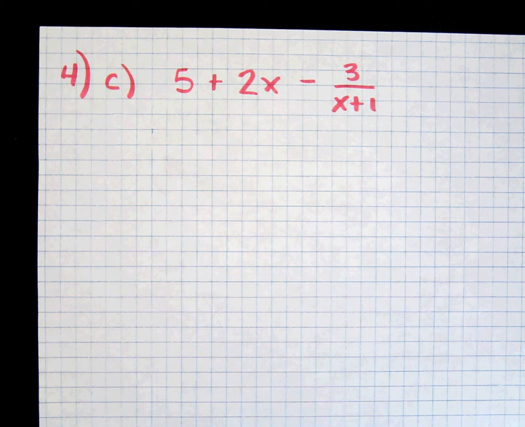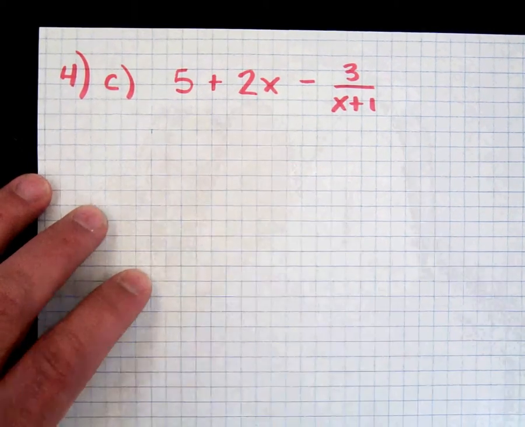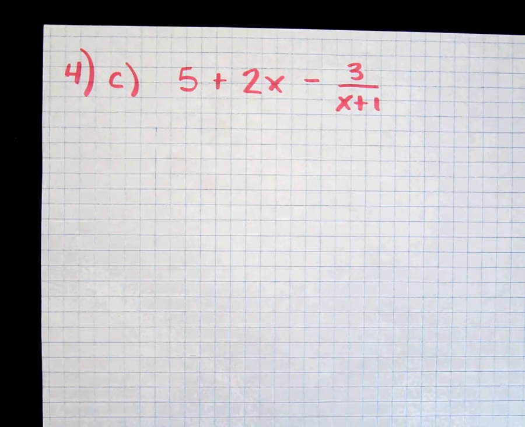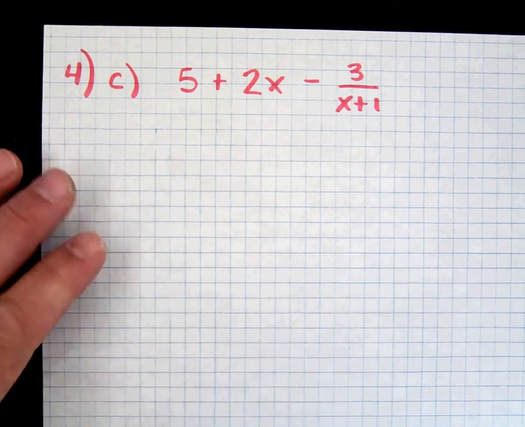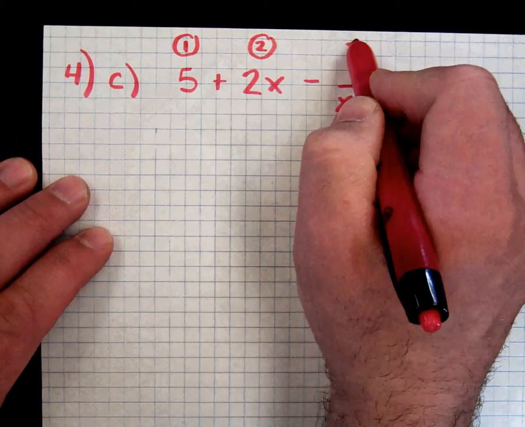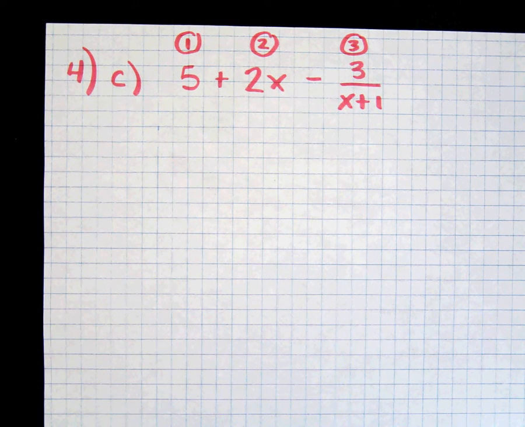5 plus 2x minus 3 over x plus 1. So how many different terms are we trying to add here? How many things are being added here? 3 things, right? The first thing you're adding is the 5, the second thing is the 2x, and the third thing is that fraction on the right. Those 3 items are called terms when you're adding or subtracting them, all right?